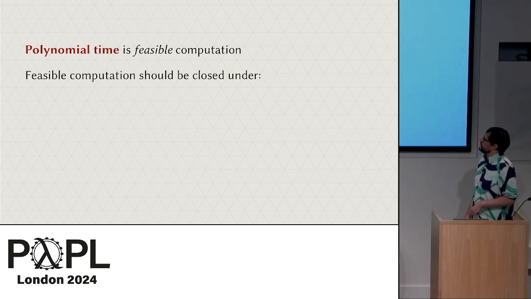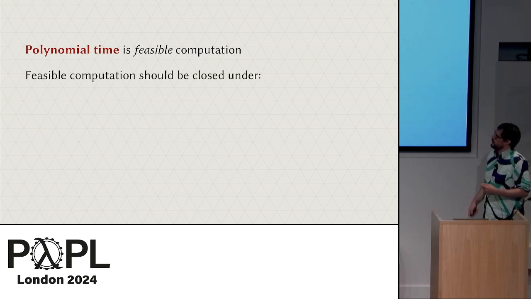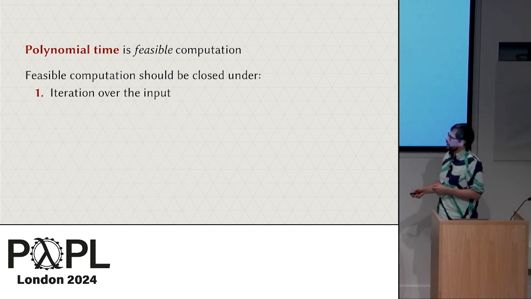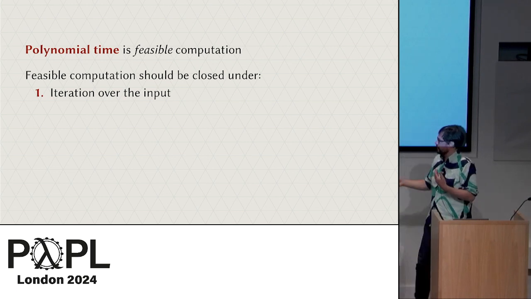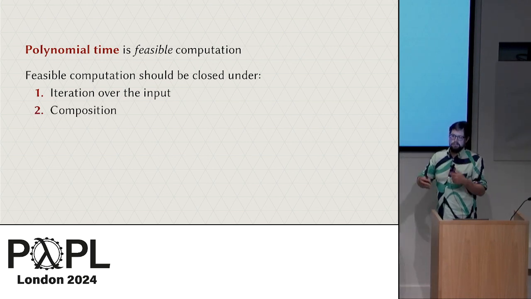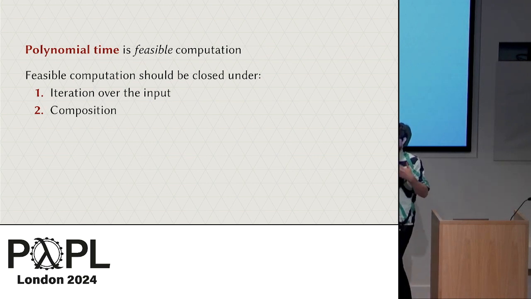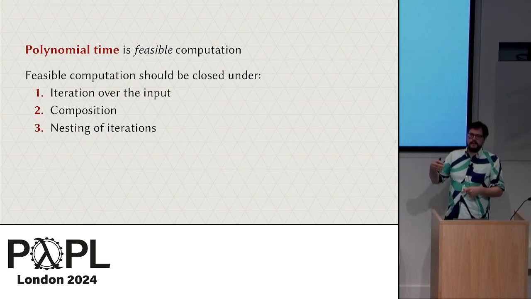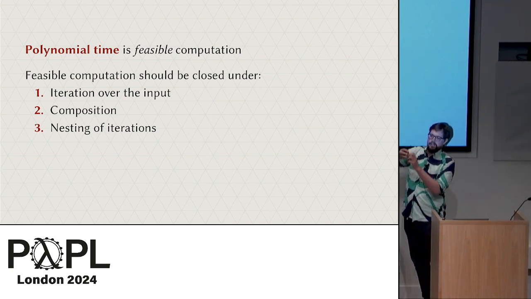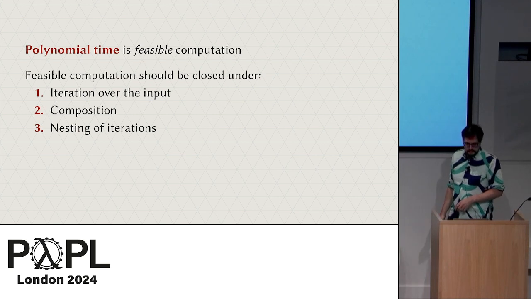But the sort of reasoning that goes here is that feasible computation should be closed under iterating over the input, right? So take the size of the input, and we're allowed to do a number of steps linearly proportional to that, at least. And we should be able to compose two feasible computations. Feasibility should be closed under composition, probably. And this one's a bit iffy, nesting of iterations. So it should be closed vertically, if you like, as well as closed horizontally.